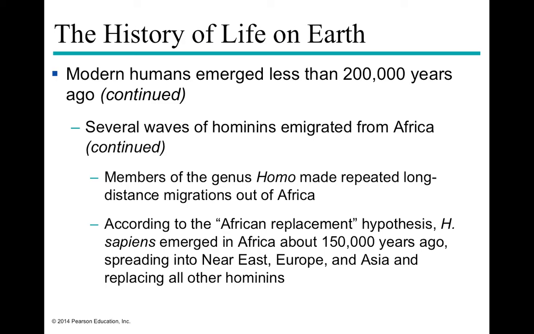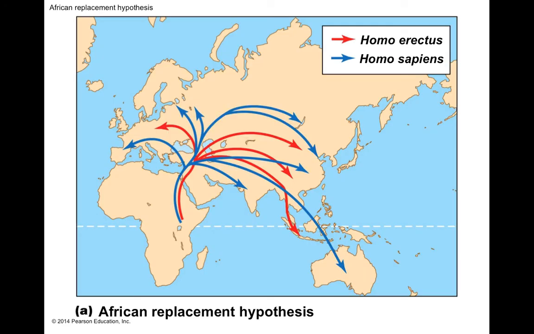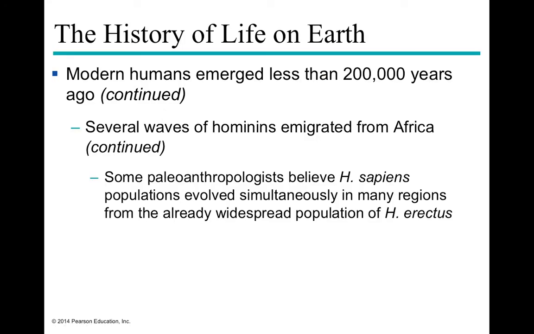So we have something called the African replacement hypothesis, which states that Homo sapiens emerged out of Africa approximately 150,000 years ago and spread to multiple regions, including the Near East, Europe, and Asia, and then replaced all other hominids. So the African replacement hypothesis is that we did originally have the Homo erectus exiting from Africa, and then later on when Homo sapiens developed, they also exited and eventually displaced all other Homo erectus or hominids on the planet.